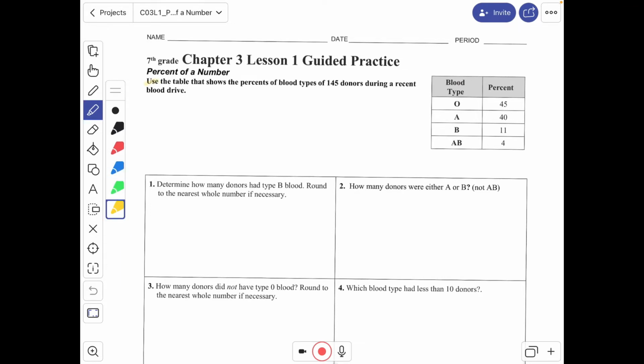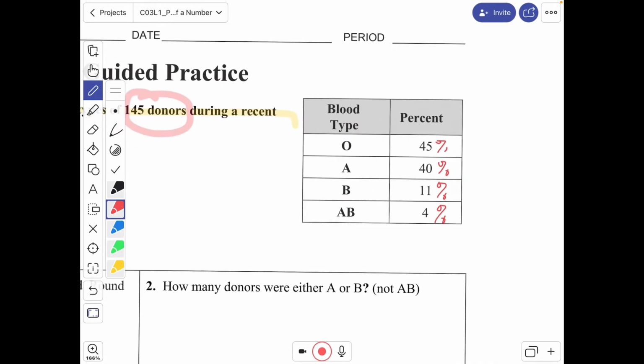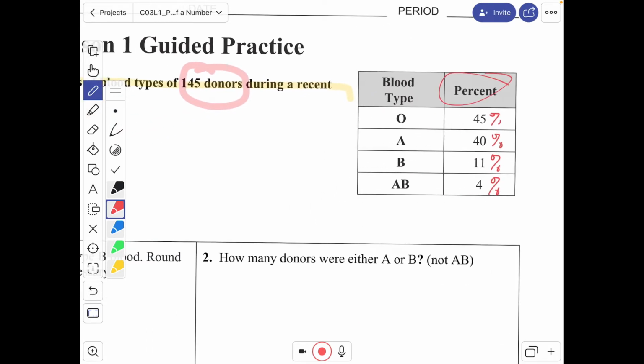The directions say to use the table that shows the percent of the blood types of 145 donors during a recent blood drive. So there's 145 donors. That's going to be important. And each of these in the table is a percent. So this is 45%, 40%, 11%, and 4%. All of those are percents. Even though they didn't put the percent sign, they put the word.